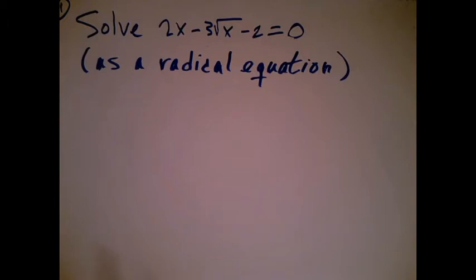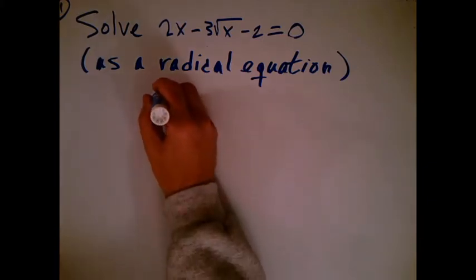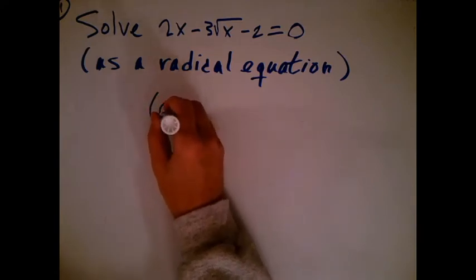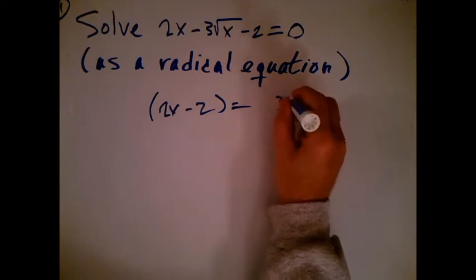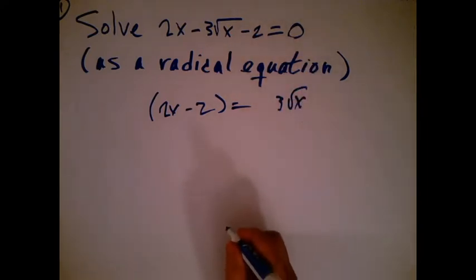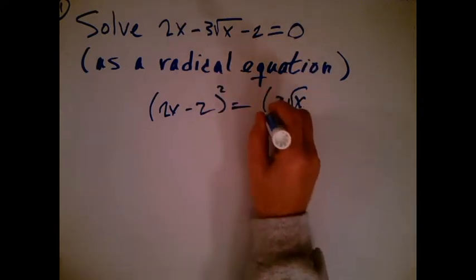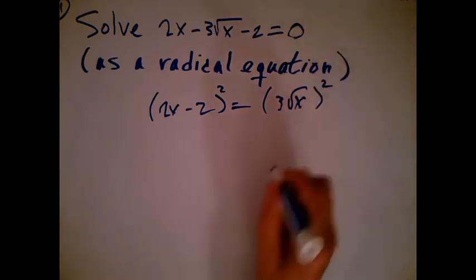What you do is you get the radical on one side by itself, start squaring, and hope you can just keep that procedure going until you actually can solve the equation. So the first thing I'm going to do is throw the radical over on the other side. So I'm going to get 2x minus 2 equals 3 square root of x. I put parentheses over here because I knew I was going to square. I'll get something like that.